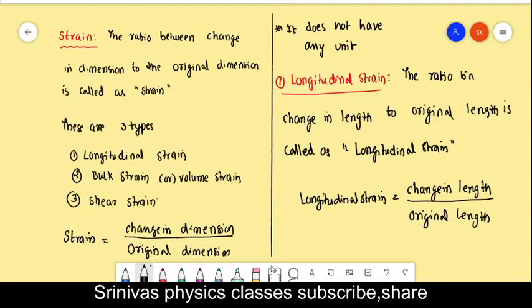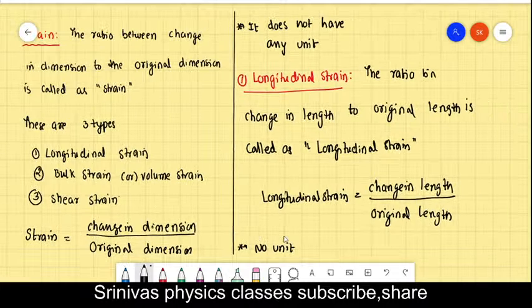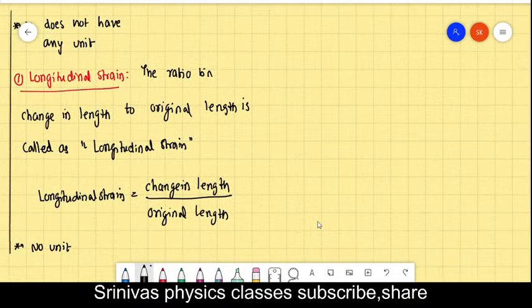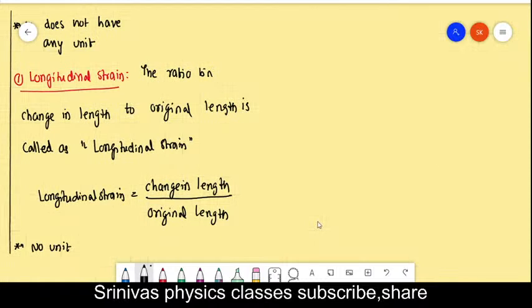Now this strain does not have any unit or any dimension. Why? Because it is a change in length by original length. Length unit is meter, original length unit is also meter. Meter by meter, no unit, and no dimension also. This is about longitudinal strain. Let us go for the next type of strain, and before that, I will give some examples. Longitudinal strain example I am going to give.